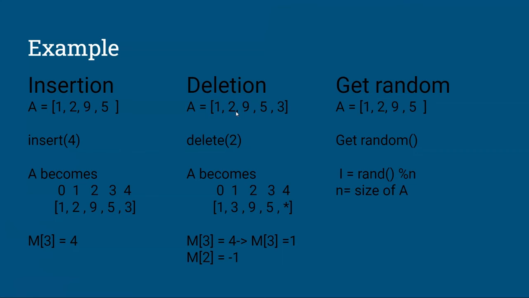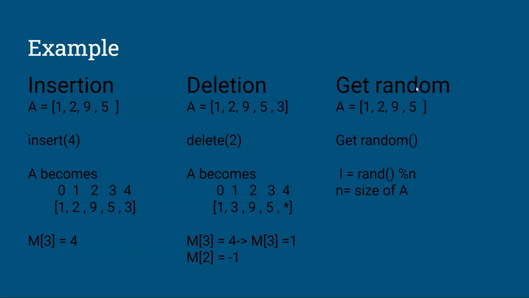Let's say you want to do a deletion. For deletion, we want to delete 2, right? Which is at position 1. We can just copy the last element and keep it here. And now we don't care about what happens to the last element. That's why I have kept a star. It's a don't care. And we will change the position where 3 is stored from 4 to 1. And we will keep m of 2 as -1. Since it is not there anywhere, we will keep it as -1.